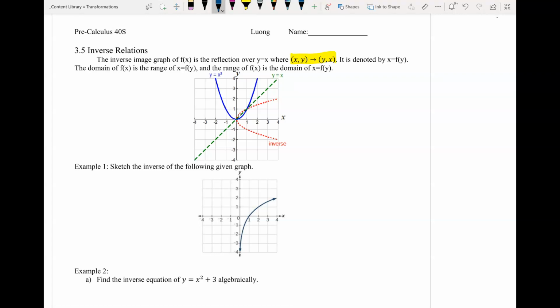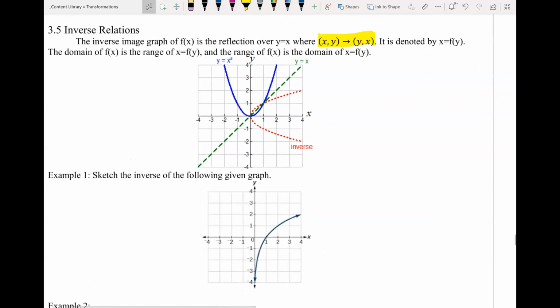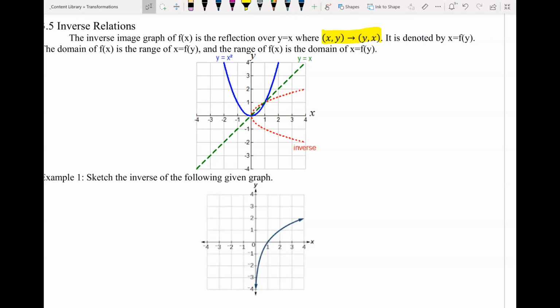x value. Here's an example of the inverse relation between y equals x squared and y equals plus or minus the root of x. So the blue here is our y equals x squared. This dotted red one is your inverse.